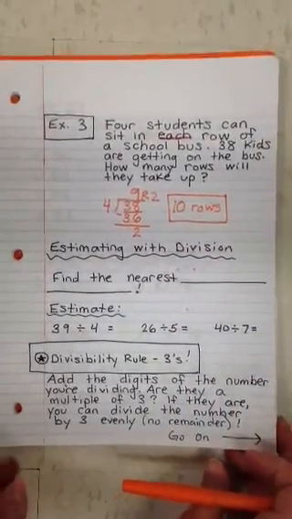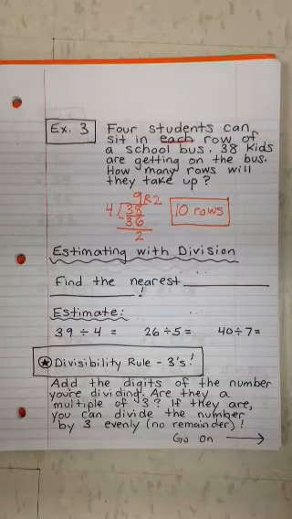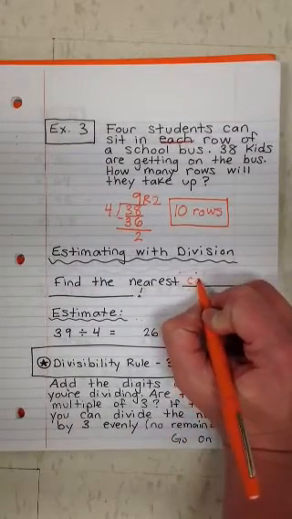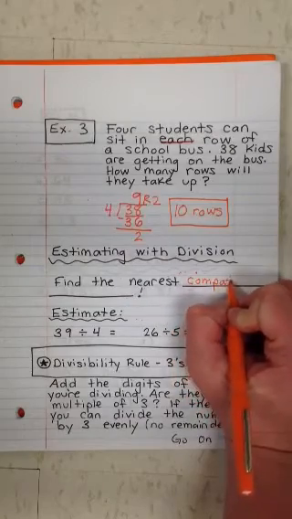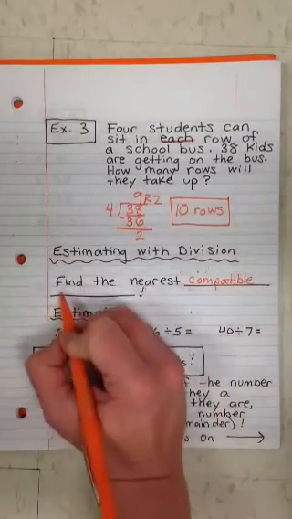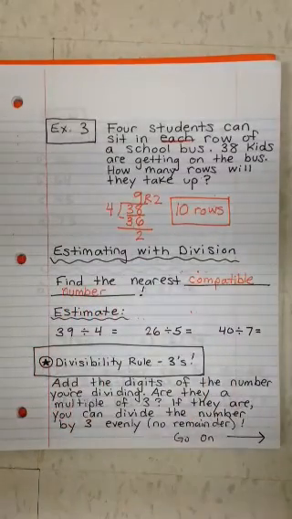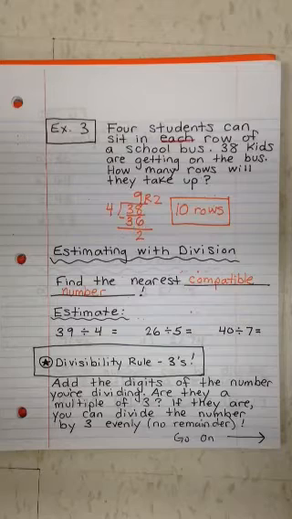Now you remember estimating with division. We've had lessons on this before, but let's remind ourselves. When you are estimating with division, you're going to be rounding, but not necessarily to the nearest 10 or the nearest 100 or the nearest 1,000. Remember, with division, we are finding the nearest compatible number. So remember, we're asking ourselves, what number is closest to the number they gave me and can be divided evenly by the number they gave me?